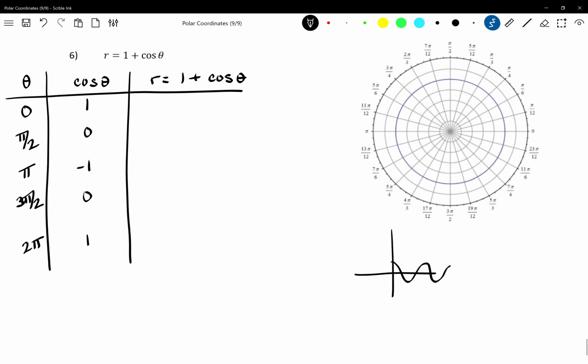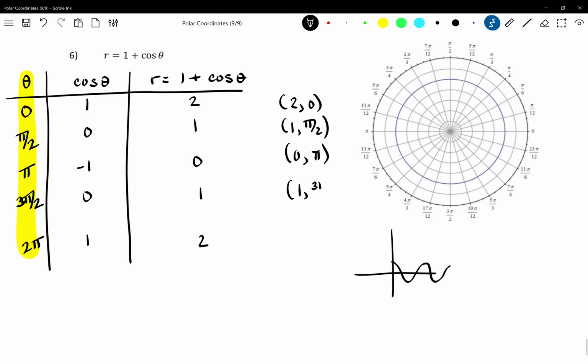So if I have r equals 1 plus cosine theta, I'm just going to add 1 to all of these coordinates. So let's see if that's enough information to graph this. So when theta equals 0, we have r equals 2. So we have the point (2, 0), followed by (1, pi over 2), followed by (0, pi), which we know was the origin. Then we have (1, 3 pi over 2), and then we have (2, 2 pi).